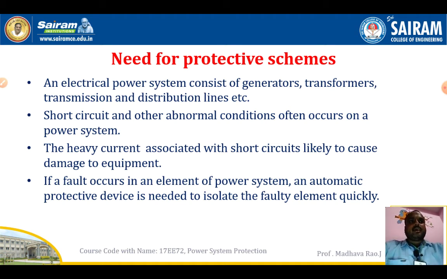Along with generators, transformers, transmission and distribution lines, we will have other parts also, like current transformers and voltage transformers. So what type of protective devices are we using here? For small ratings we will use the fuse, and for ratings more than 440 kVA we will go for HRC fuse, and sometimes MCBs, circuit breakers, and transducers like current transformers and voltage transformers.